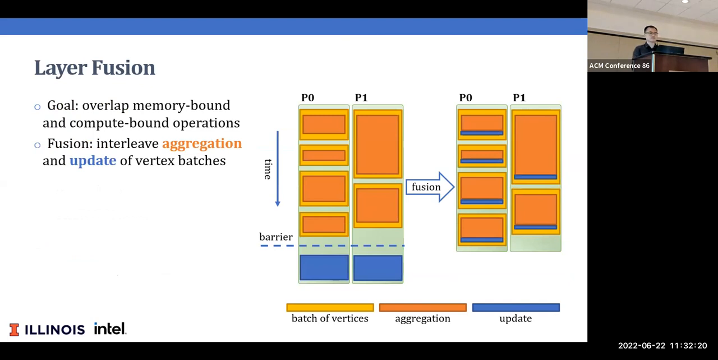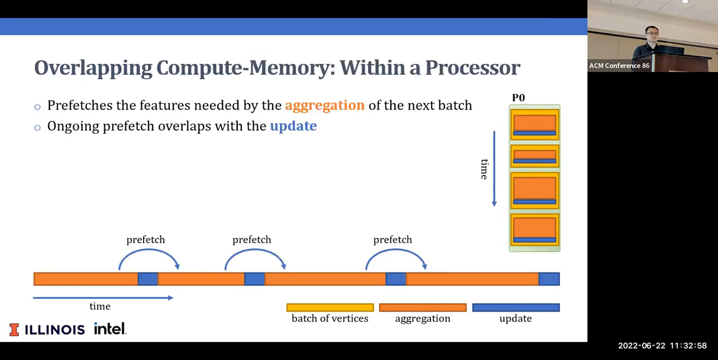The first technique on top of the basic implementation is layer fusion. Layer fusion is a known technique in the DNN community. Its original purpose is mainly to reduce memory footprint and traffic, such as fusing a convolutional layer and its subsequent ReLU in a convolutional neural network. However, although these benefits also apply here, the goal of our layer fusion, or more precisely, phase fusion, is to overlap memory bound operations and compute bound operations. With fusion, instead of aggregating all vertices and then updating them, we update each vertex batch after aggregating it.